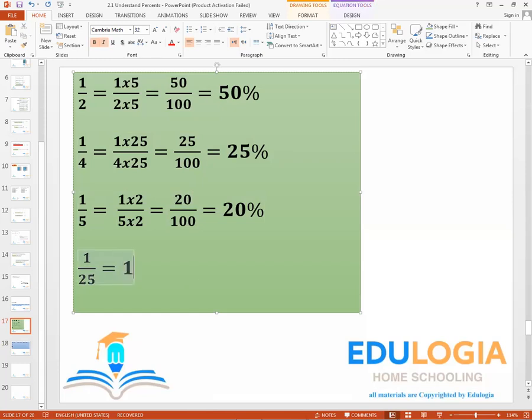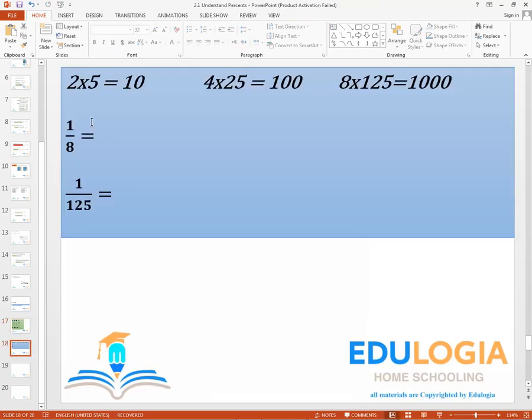Moving to 1/25. Multiply by the friend of 25, which is 4. Multiply by 4 down, it is 4/100, right? So 1/25 turns into 4/100, so it is 4%, just.